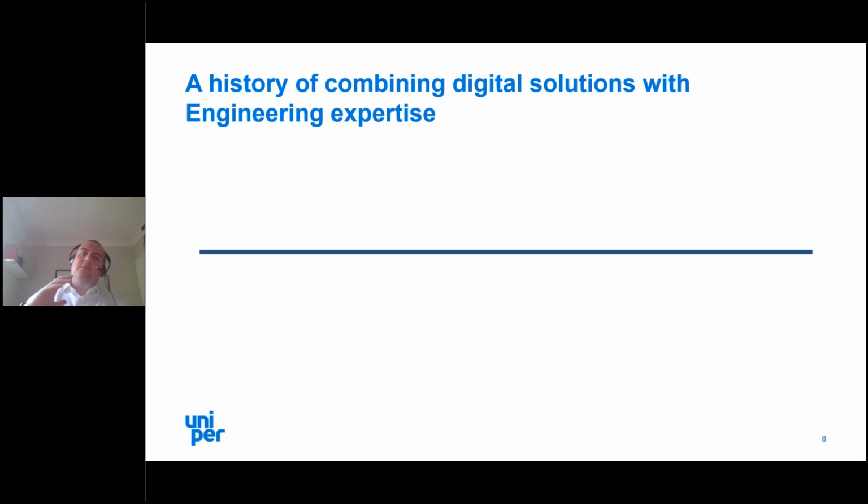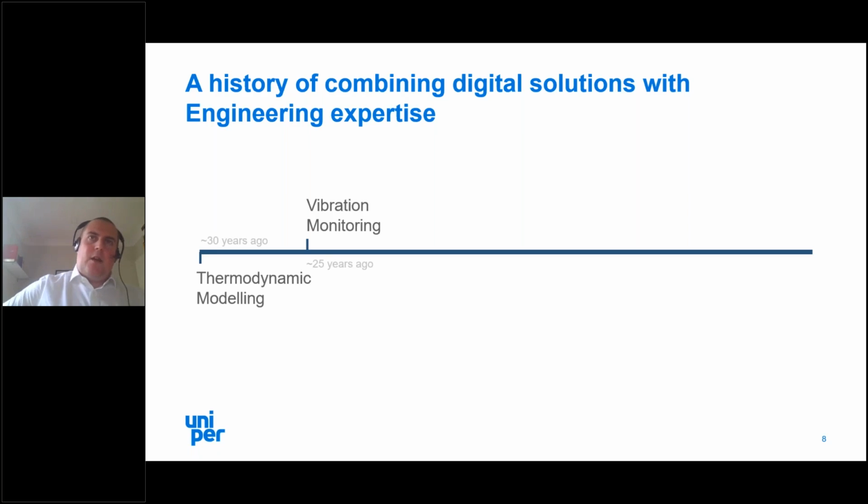And this is something that Uniper and our preceding businesses have always done. So starting over 30 years ago, we created a thermodynamic modeling system called Pro-80s. Some of you may be familiar with this. And then about 25 years ago, we started looking at how we could monitor the vibration of the main shaft line in a power station and started doing our own vibration monitoring.